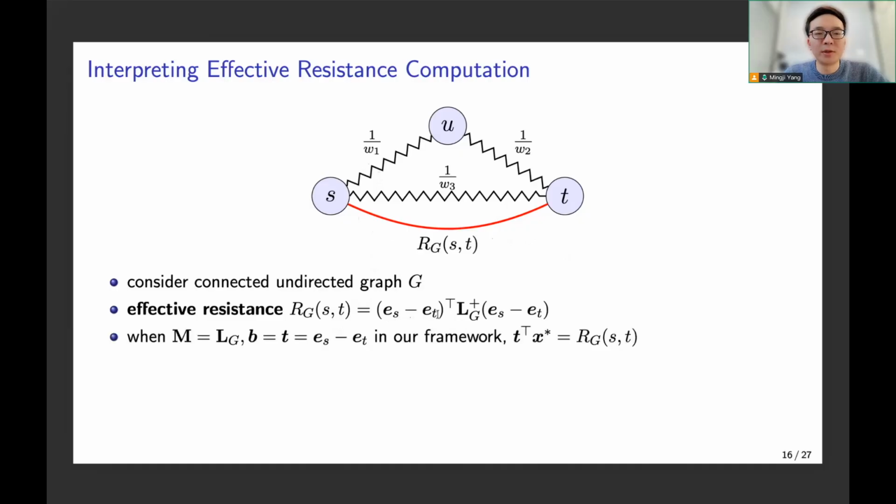So in our framework, when we set the matrix M to be the Laplacian, and we set the vectors B and T to be both e_S minus e_T, this will lead to that the amount T transpose X star that our algorithms are going to approximate exactly equals the effective resistance between S and T. So naturally, this matrix M is SDD because it is Laplacian. And also its maximum p-norm gap exactly equals the spectral gap of the Laplacian.